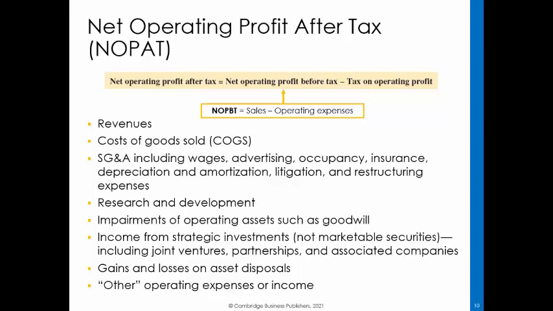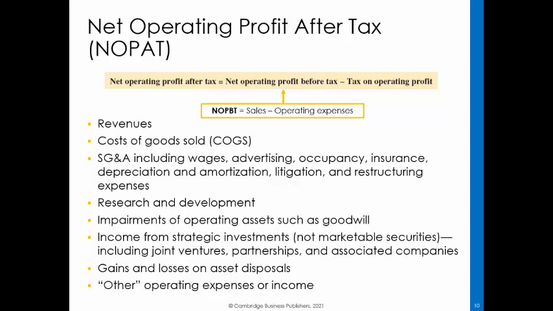The income statement captures operating revenues and expenses, yielding operating profit. Operating profit less income tax on operating profit results in net operating profit after tax. This measure of a company's operating performance warrants special attention because it is the lifeblood of a company's value creation and growth. To more precisely analyze a company's operating activities, we separate the income statement into operating and non-operating activities as we did with the balance sheet.